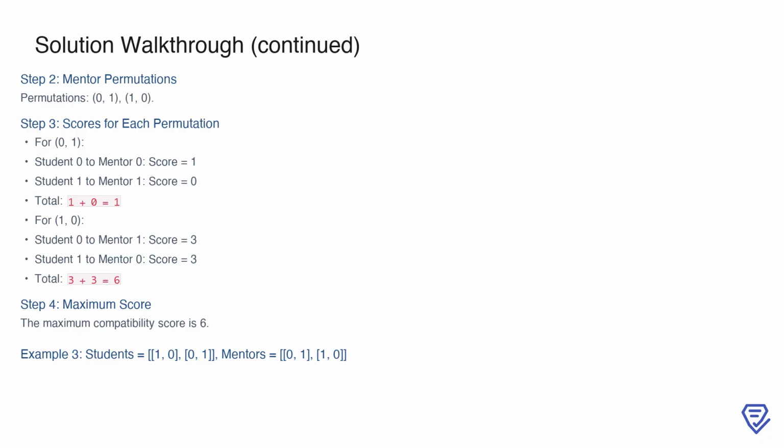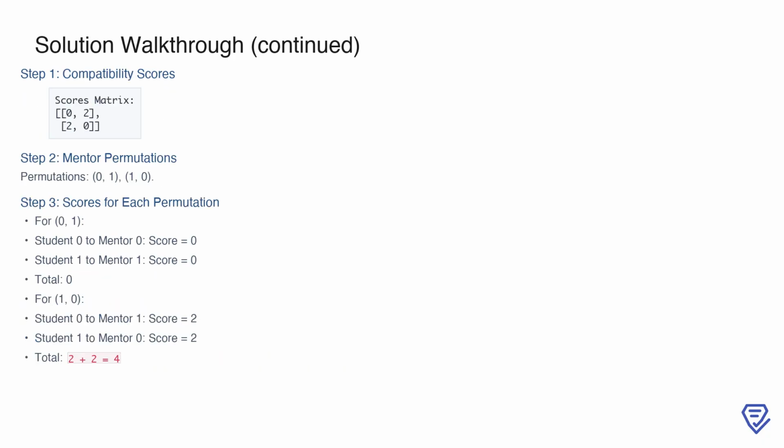Let's analyze another example to solidify the concept. This time, we have students 1, 0, 0, 1, and mentors 0, 1, 1, 0. For this new example, we start by calculating the compatibility scores for all pairs of students and mentors. The resulting scores matrix is 0, 2, 2, 0. This score distribution indicates that each student is perfectly compatible with one mentor and completely incompatible with the other. As before, we generate all possible mentor assignments, which are 0, 1, and 1, 0.